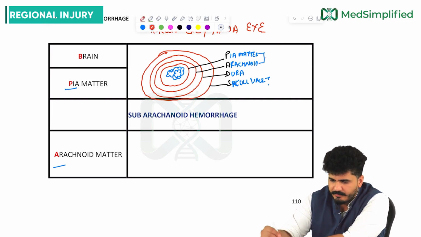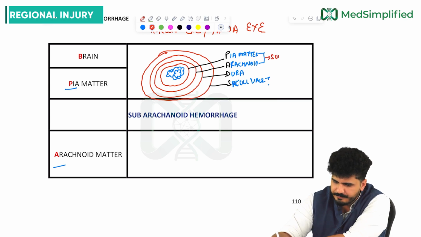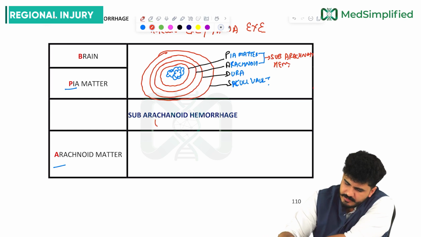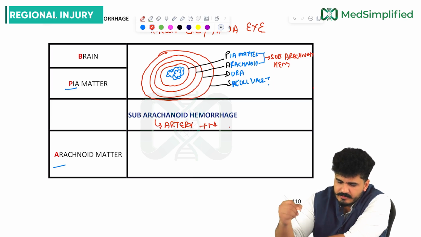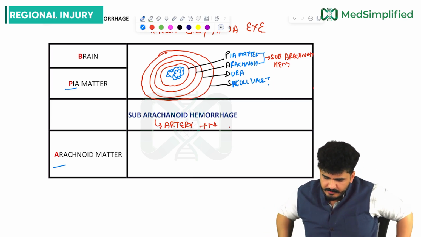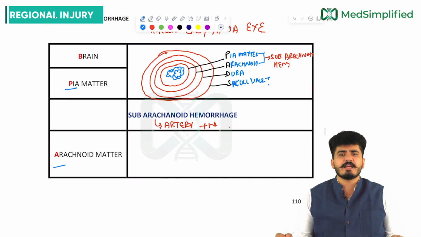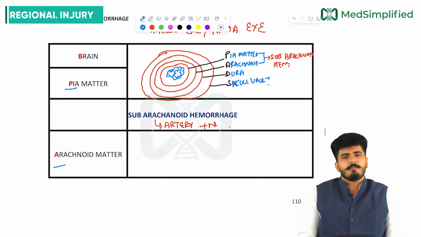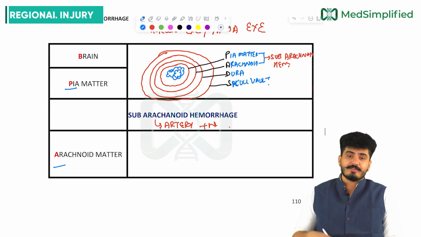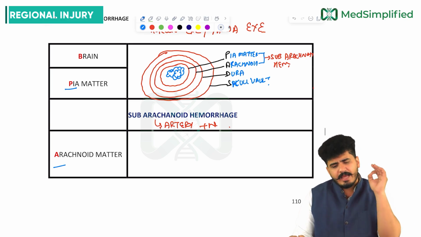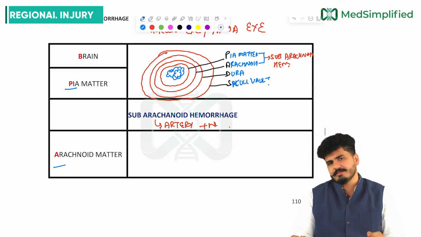Between the pia and the arachnoid matter, the hemorrhage happening is subarachnoid hemorrhage. Here the arteries are present. Between pia matter and arachnoid matter, which type of hemorrhage is happening? Subarachnoid hemorrhage. The clinical symptom is the worst headache of life. If subarachnoid hemorrhage is there, the word we will use here is thunderclap headache, or the worst headache of life.